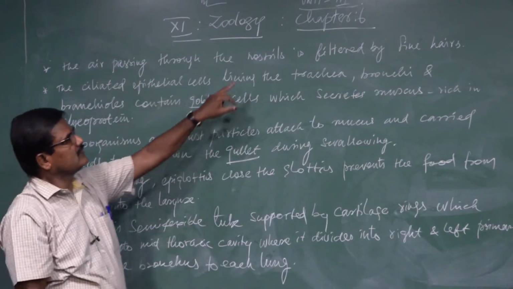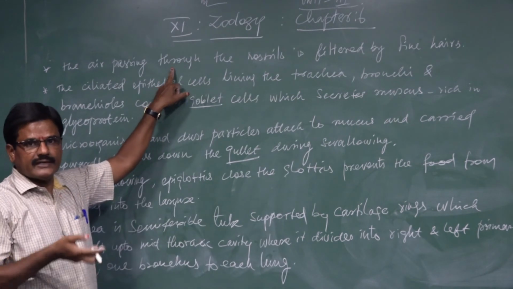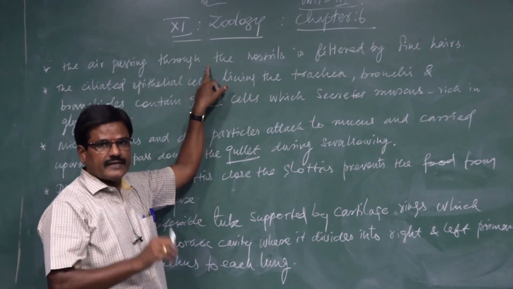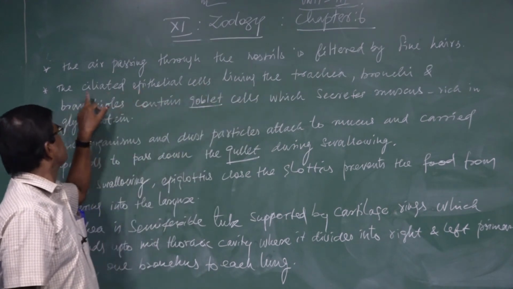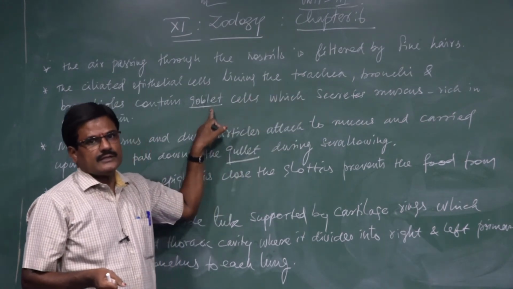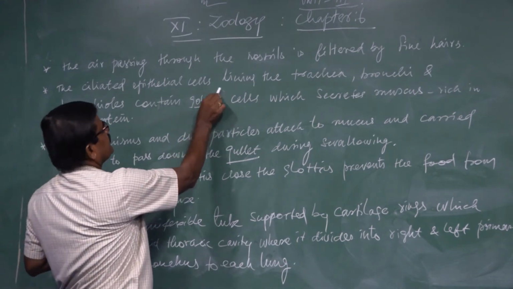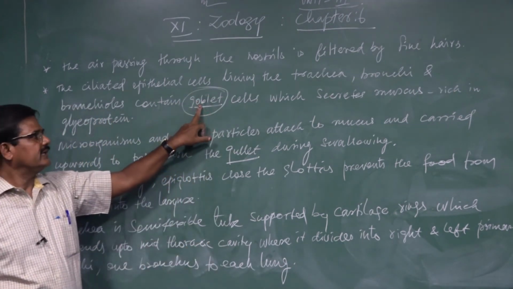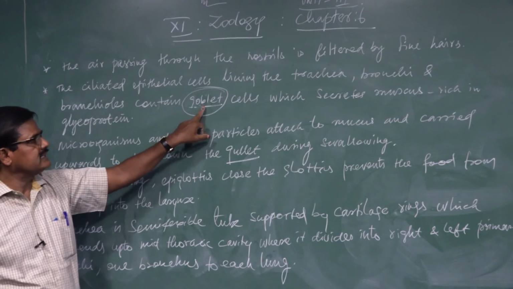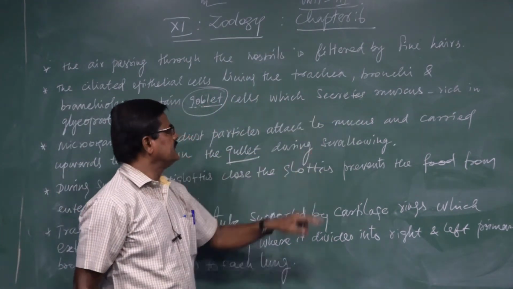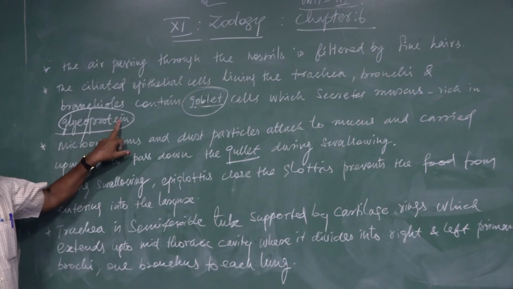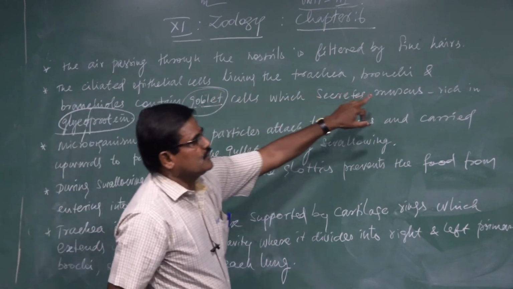The air passing through the nostrils is filtered by fine hairs. While we are inhaling, the air passes through the nostrils. The nostrils contain fine hairs, and those fine hairs filter the dust. Next, the ciliated epithelial cells lining the trachea, bronchi and bronchioles contain goblet cells. It is very important in NEET and also theory. Goblet cells are present in the ciliated epithelial cells. These goblet cells secrete mucus. It is rich in glycoprotein. Glyco means sugar, plus protein. The glycoprotein is present in the mucus.